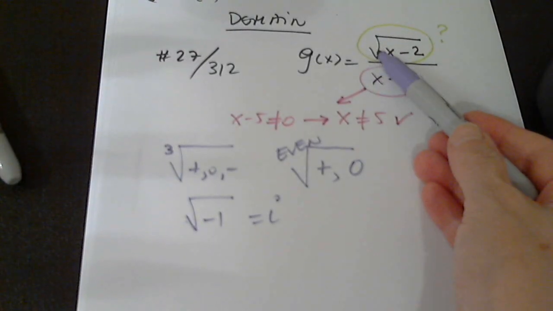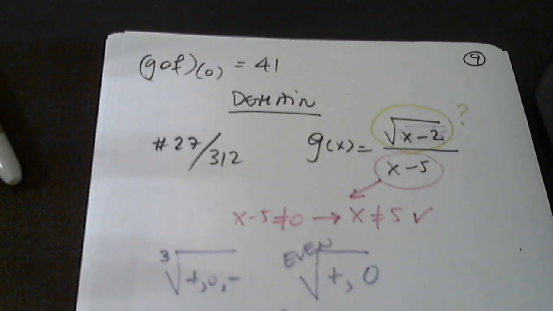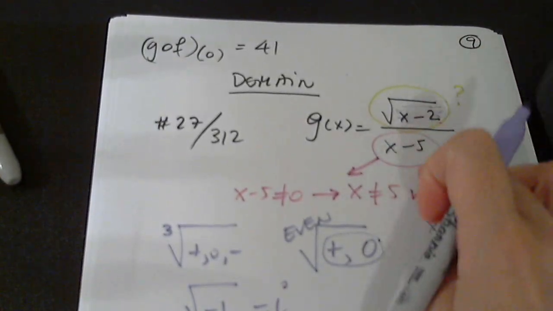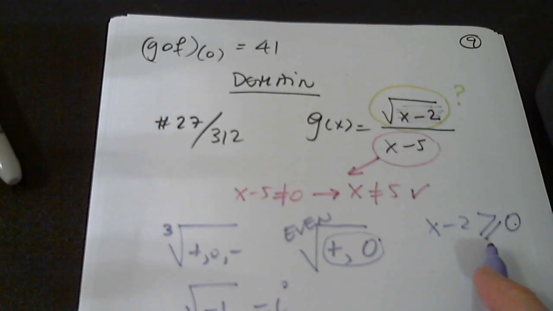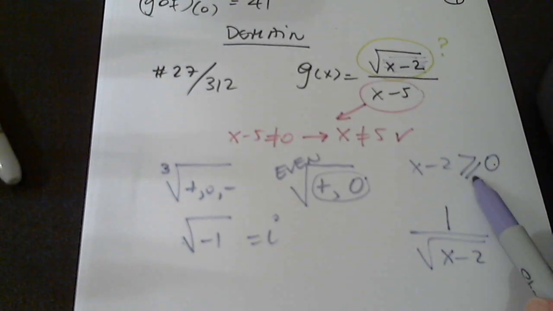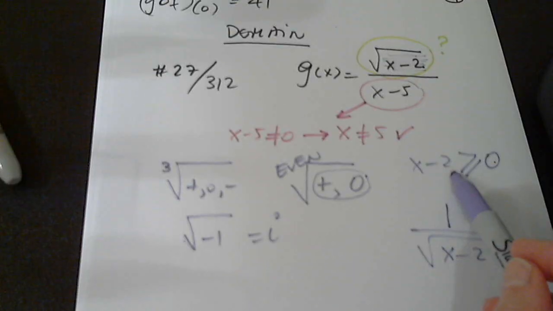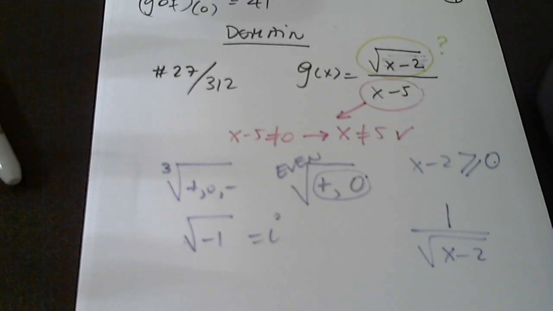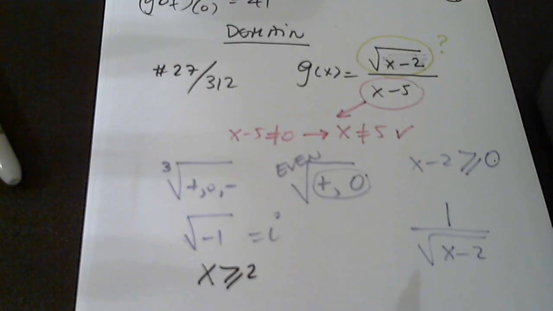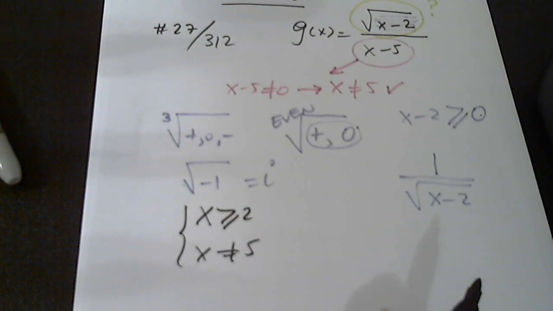So every time the index is even, we have to make sure that this quantity is greater than or equal to 0. So x minus 2 has to be greater than or equal to 0. But if the radical is in the denominator, I cannot have 0. So if I have a situation like this, I cannot include 0 because it's in the denominator. When we solve this inequality, we get x greater than or equal to 2. When we solve this restriction, we got that x cannot be 5.